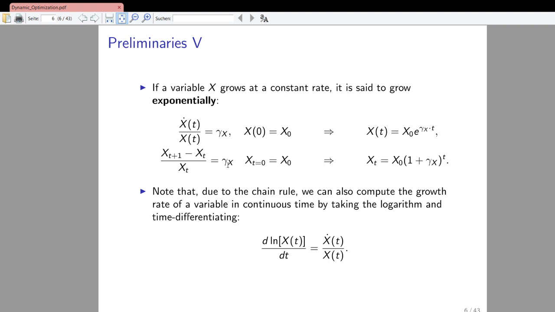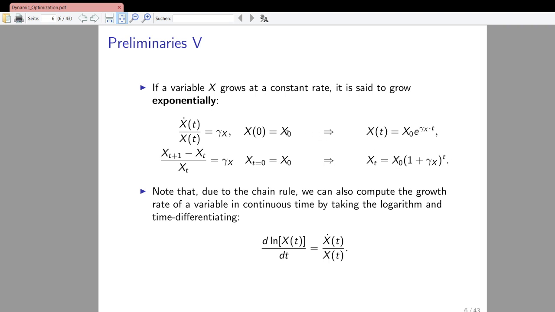So we know the growth rate of the variable, we know the initial level. So the variable at time t is the initial level of the variable multiplied by the growth factor. But the growth factor in discrete time is 1 plus the growth rate to the power of t, and in continuous time, it's e to the power of gamma x times t. So that's the difference between these two solutions. As we will see later, this is the particular solution of the differential equation in continuous time and of the difference equation in discrete time.